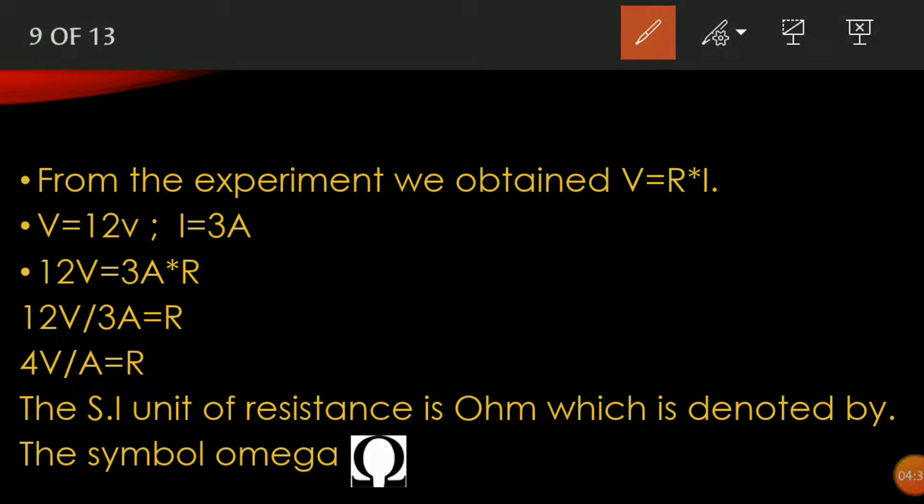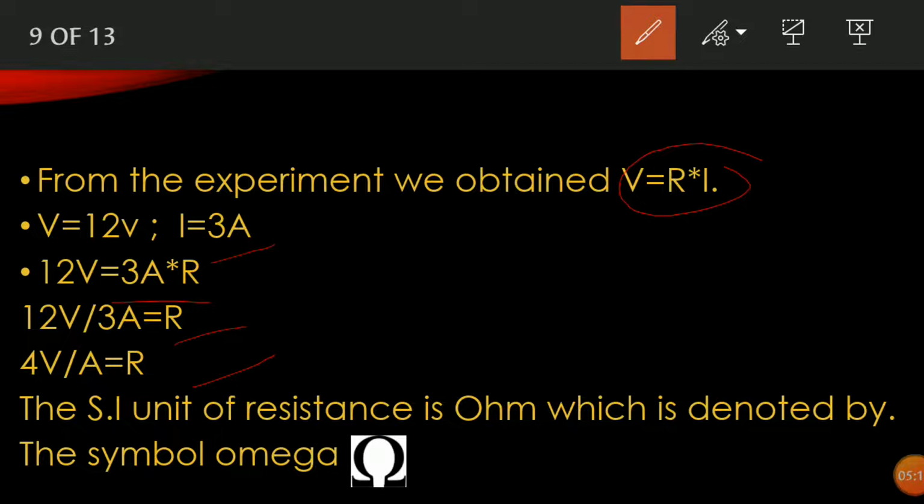Now, let's substitute one of the readings we have got from the experiment in this expression. We have got that for the potential difference of 12 volts, we have received a current of 3 amperes. So, 12 volts is equal to 3 amperes into resistance. So 12 volts by 3 amperes is equal to resistance, and 4 volt per ampere is equal to resistance. It says that for the potential difference of 12 volts and for the current of 3 amperes, we can obtain a resistance of 4 volt per ampere.